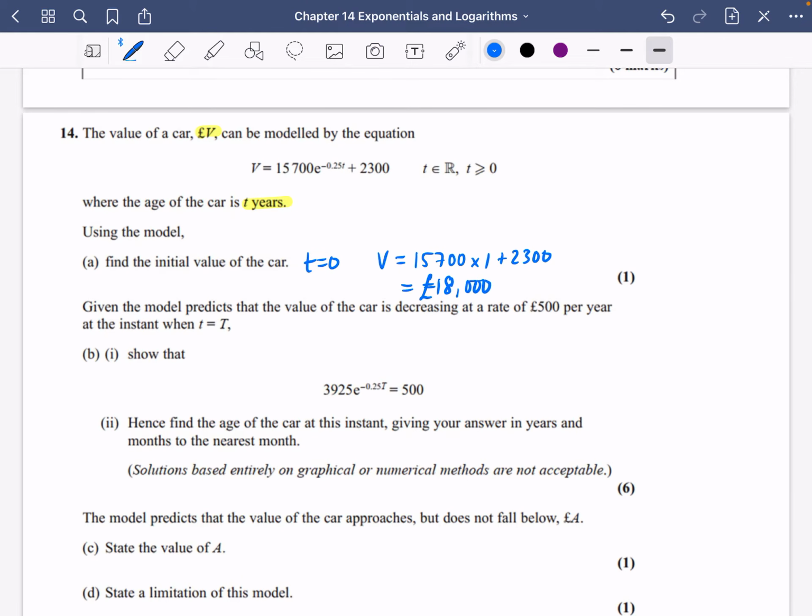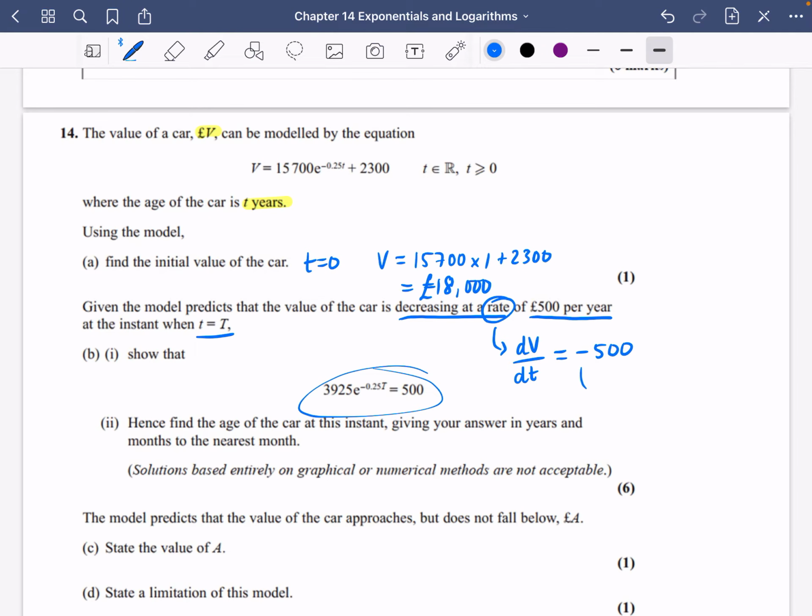Given that the model predicts that the value of the car is decreasing at a rate of £500 per year when t equals T, show that this thing is true. So there are some key words here that I want to look out for. First of all, it says that it is decreasing at £500 per year, and it says rate. As soon as I see rate, I think dV/dt. So I think that dV/dt is equal to minus 500.